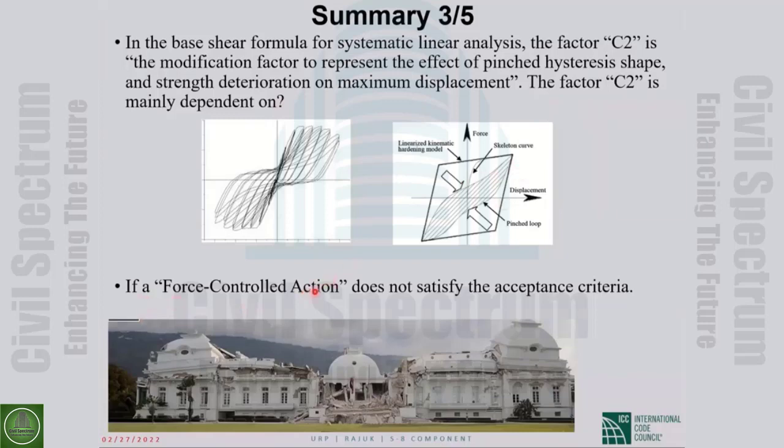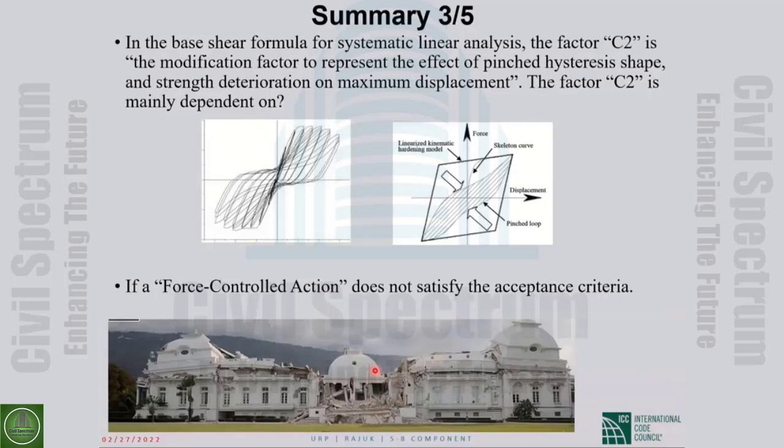If a force control action does not satisfy acceptance criteria, what is the performance level of the building? Nothing, gone, dead. If one force control action in one element of the building does not pass the lower bound strength, we say that the building is gone. No performance level, not IO, LS, or CP. First, all the force control actions should satisfy.